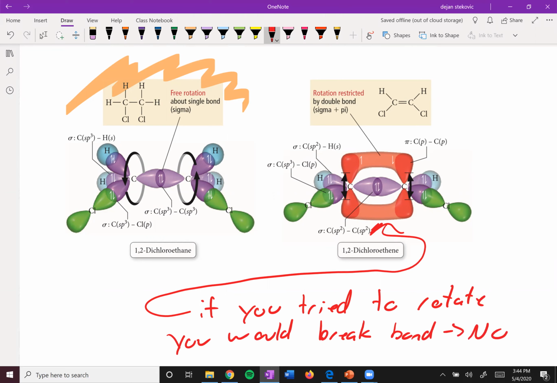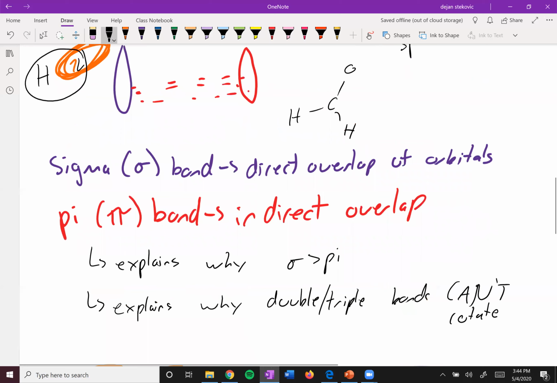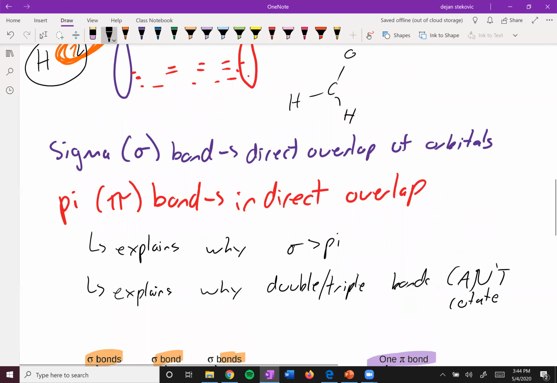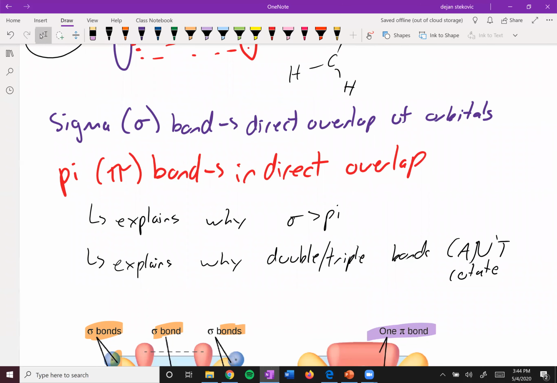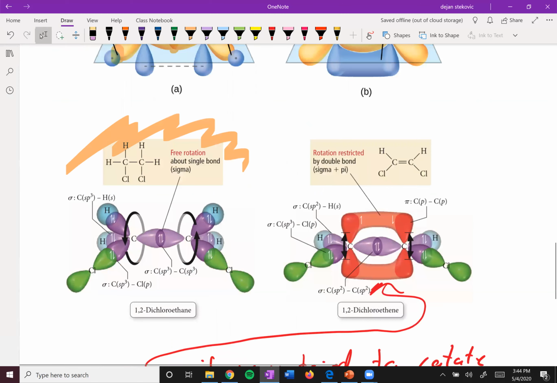So there's sp2 hybridization. It helps us explain why pi bonds are weaker than sigma bonds and why pi bonds cannot rotate. And if you get to higher advanced chemistry classes, it'll help explain some reactivities of some compounds. But at that point, you're kind of thinking like organic chemistry.